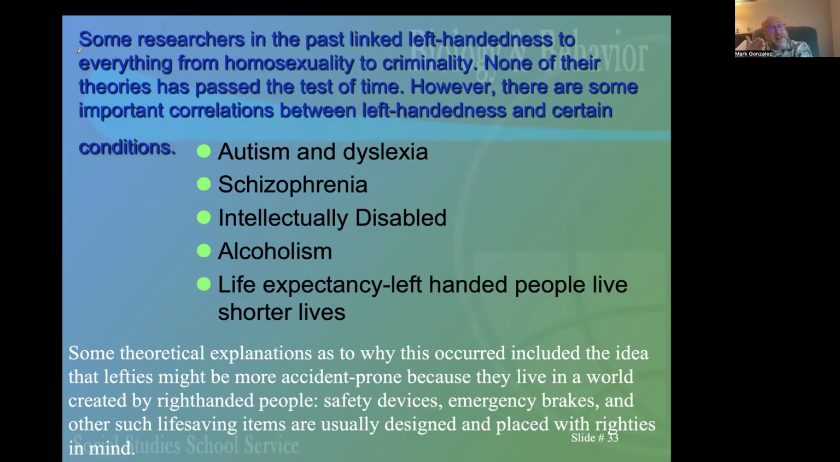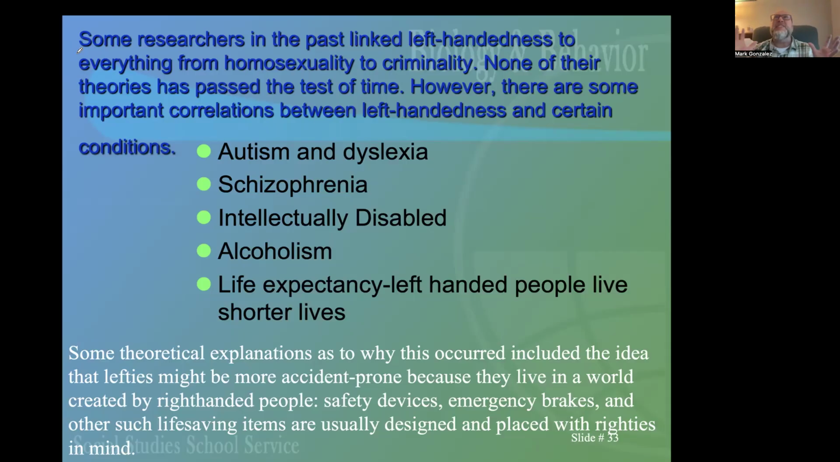Between left-handedness and certain conditions, they have found that a good deal of people who are autistic or dyslexic tend to be more left-handed. But there are also righties who are autistic and dyslexic. They have found a large percentage of schizophrenics who are left-handed, a large percentage of people with intellectual disability, alcoholics, even life expectancy. Left-handed people in general, again, there are always exceptions, do live shorter lives.